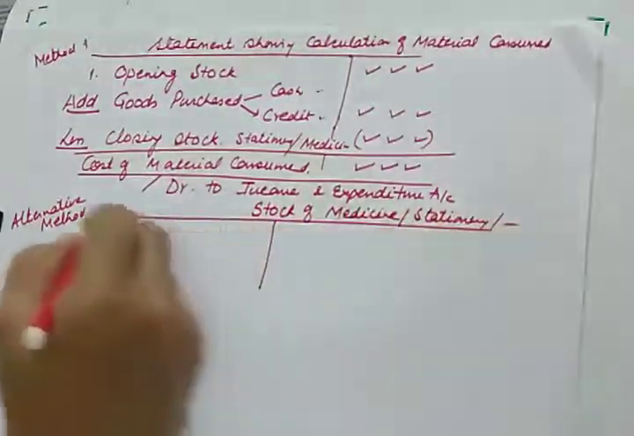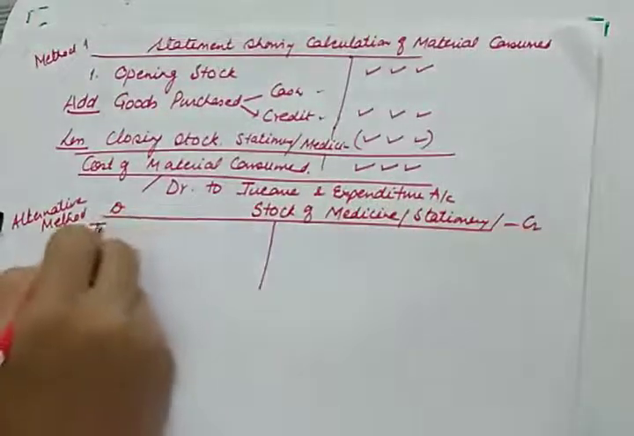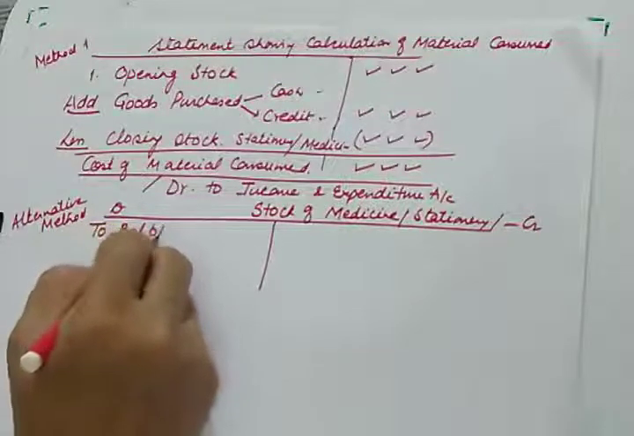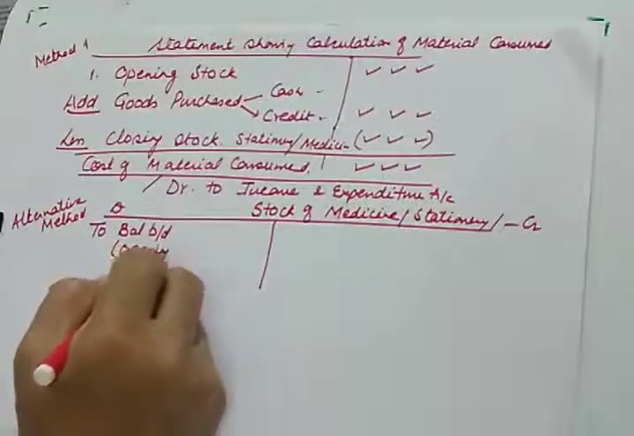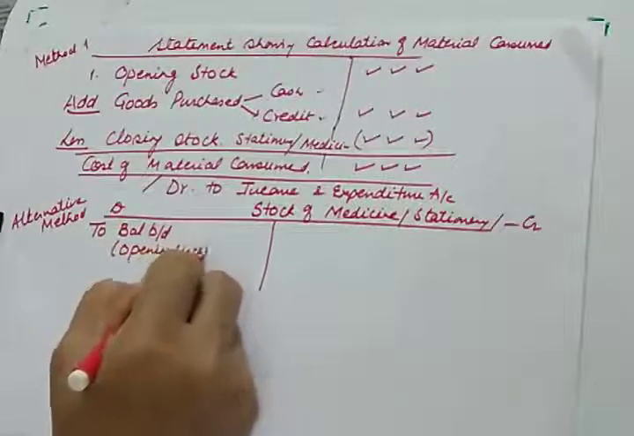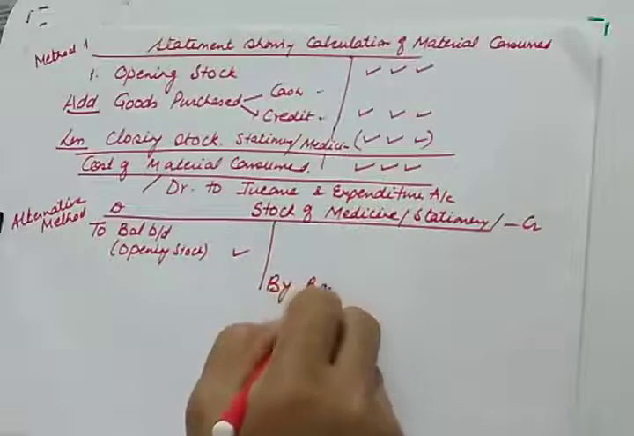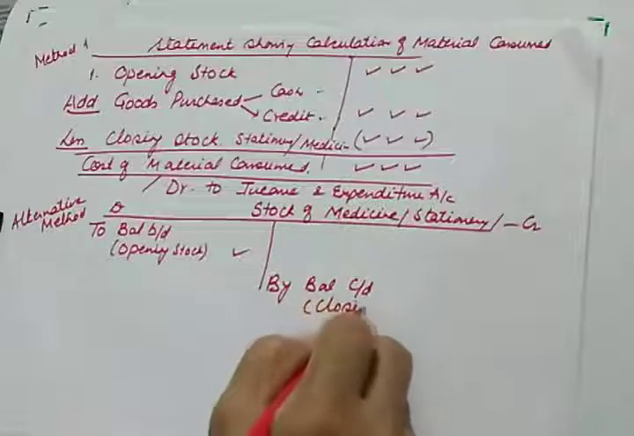So whatever be the case, this is the debit side and the credit side. Here we'll be writing opening stock to balance brought down. Opening stock will be written here. Likewise, closing stock, balance carried down. This is closing stock.